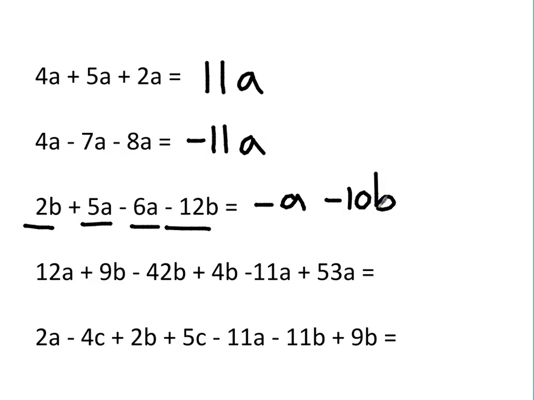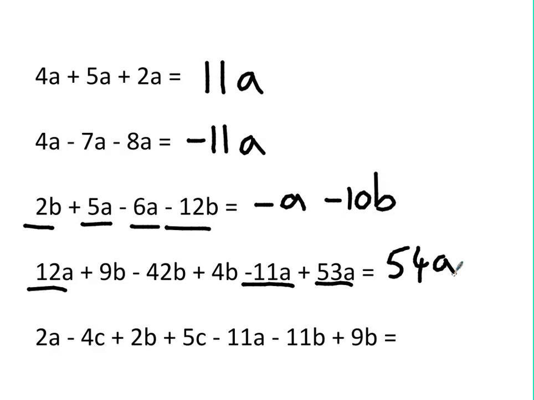Now, the last couple of questions look very complicated, but they are just the same principle. Start off by looking at the a's, do those, and then look at the b's. So, we're going to have a 12a, take away an 11a, so that's going to leave us with 1a, plus 53a is going to be 54a.